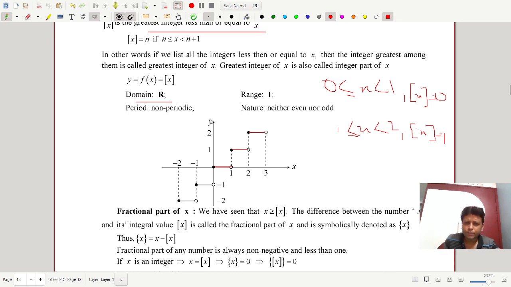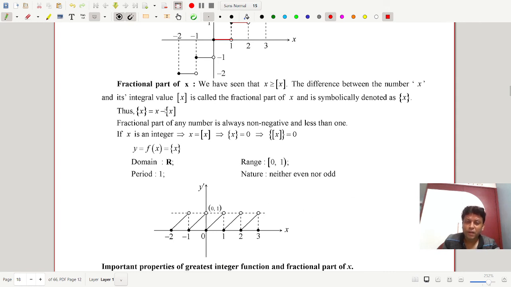Sir, will they give MCQs based on all this, or some big graph questions? Yes, there may be a lot of types of questions. The concept is required. The concept is the main thing. Neither even nor odd can fit as an MCQ. Non-periodic, no periodicity.